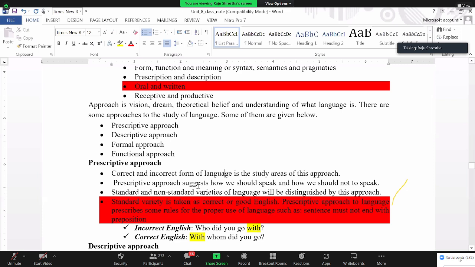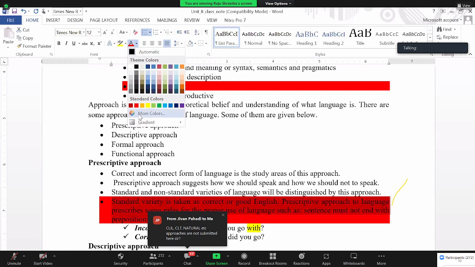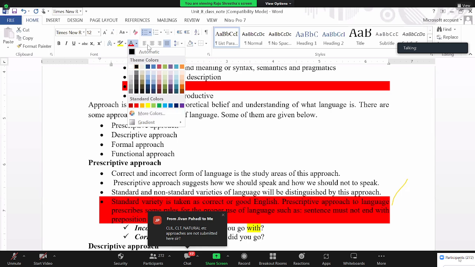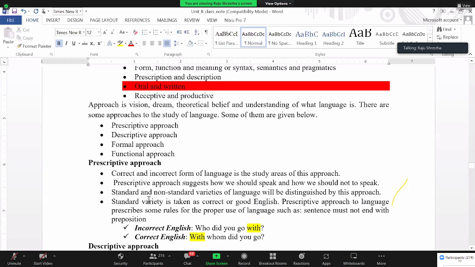Prescriptive approach suggests how we should speak and how we should not speak, कसरी बोल्ने कसरी नबोल्ने भन्ने कुरा. This approach prescribes; standard and non-standard varieties of language will be distinguished by this approach. Standard variety is taken as good English, right? So standard variety is taken as correct or good English.